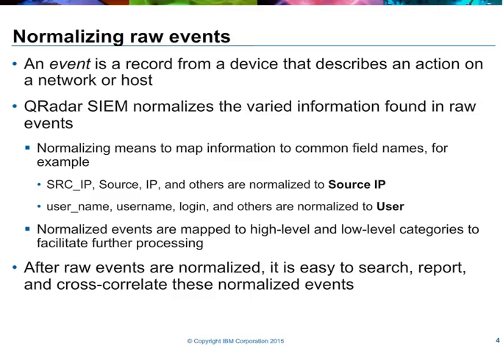An important step in processing log event data is normalizing the information into a standard format. In QRadar, an event is a record of some action either on a system or a host. Aspects of the event can be represented in multiple ways. Consider how an IP address may have a different label depending on the log source type. Normalization is an important first step in the processing of the data.